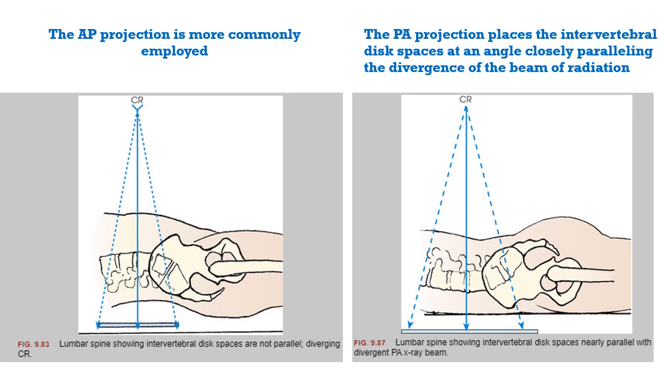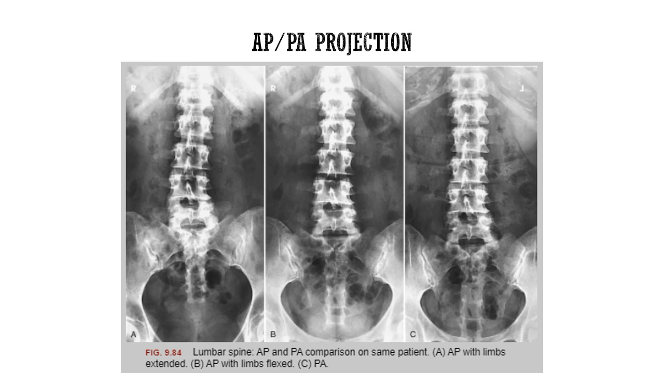The AP projection is performed more often. However, the PA projection places the intervertebral disc spaces at an angle closely paralleling the divergence of the beam of radiation. And here's 3 images showing the AP with the limbs extended, AP with the limbs flexed, and then the PA projection.